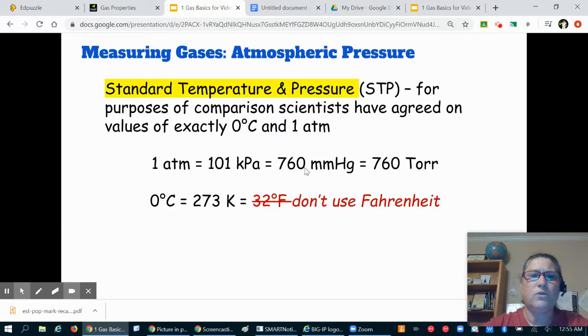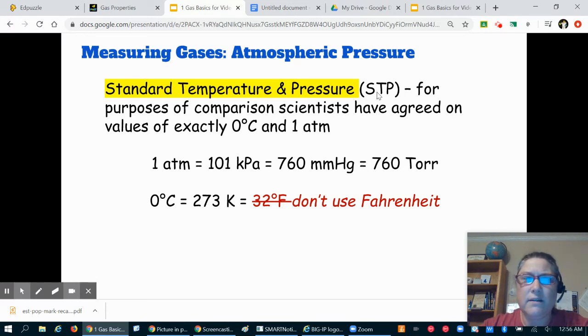So there's 3 basic ways that you are going to encounter pressure in this class. And that's going to be in atmospheres, which is basically what the pressure is at sea level when there's no atmospheric disturbances, kPas that we just looked at, kilopascals. So 1 atmosphere is approximately equal to 101 kPa, which is also equal to 760 millimeters of mercury, which is the same thing as a torr. Millimeters of mercury and torr are the same thing.